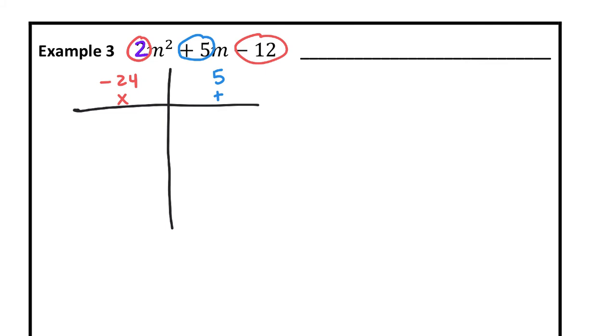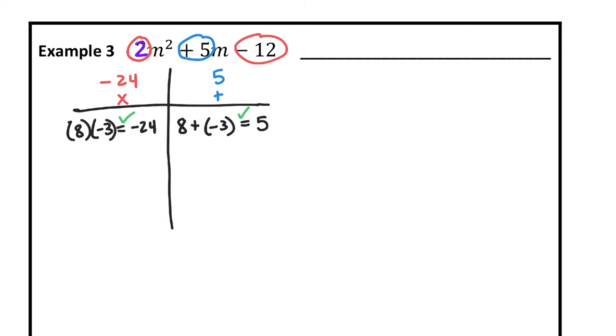We can try 8 times negative 3. That's going to give me negative 24, so that checks off. And then what's 8 plus negative 3? That's positive 5. So that checks off too.